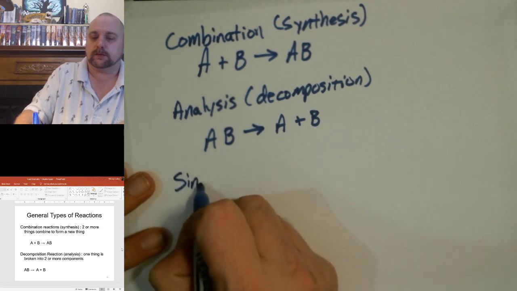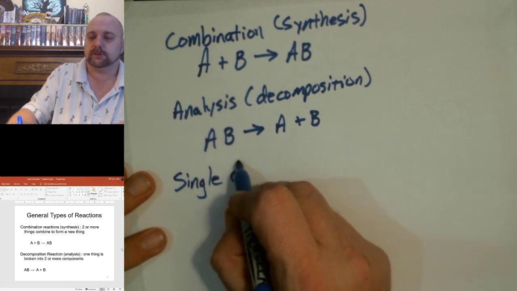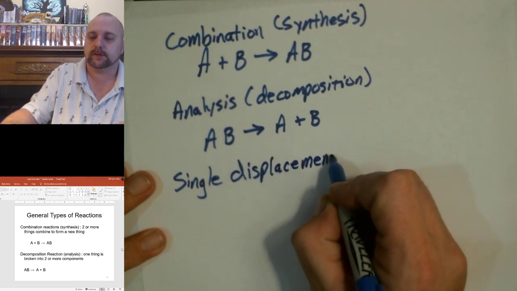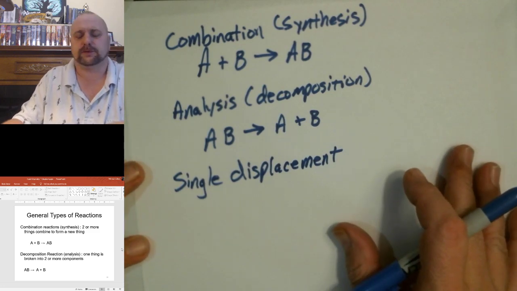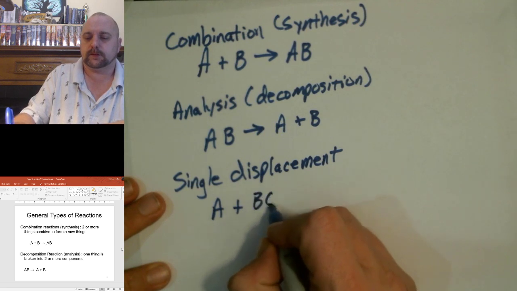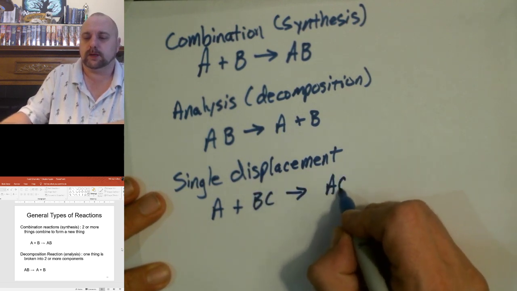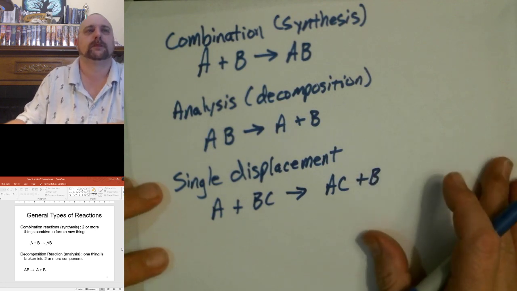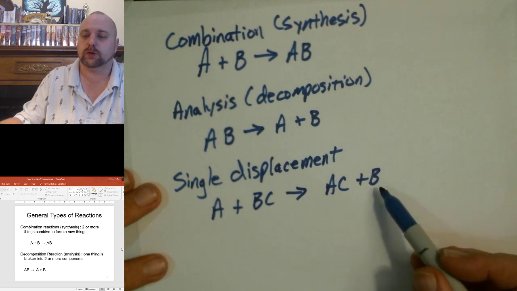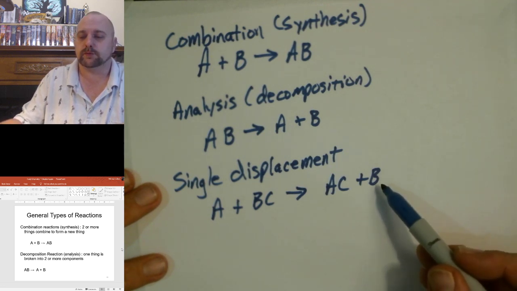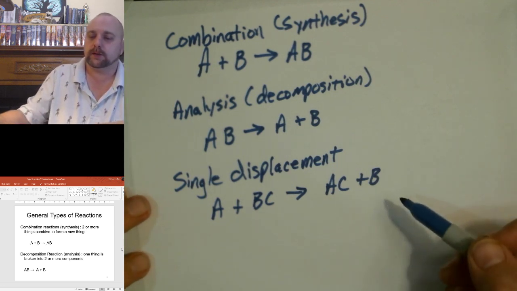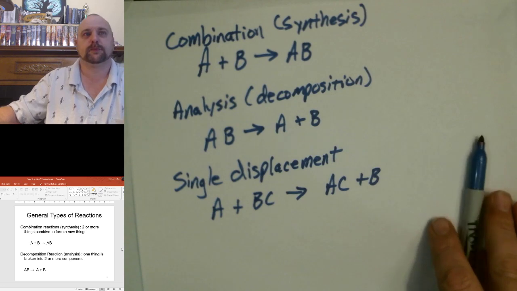Second on our list, third I guess, single displacement. The lab book calls it single replacement. I've never seen any other place call it that. So A plus BC goes to AC plus B. Now this is one that can be a little complicated. It's definitely one we want you to be able to predict. And so you want to learn this pattern, but it's also got a couple extra details.